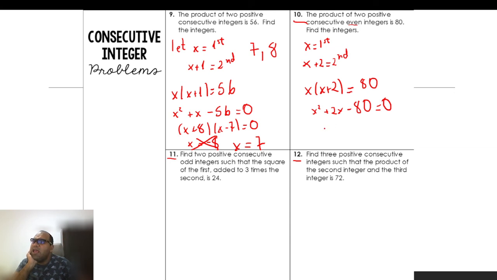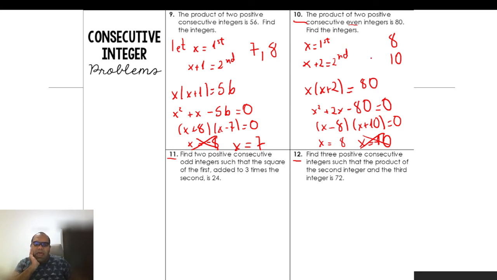Sum and product: 10 and 8. So x plus 10 times x minus 8 equals 0. Solving, x equals negative 10, which I don't have, and x equals 8. Okay, this one works. Sorry, my bad, it's the opposite. The solution is positive 8 and negative 10. I don't have negative 10. I have 8. The first one is 8, and the second number will be 10, plus 2.